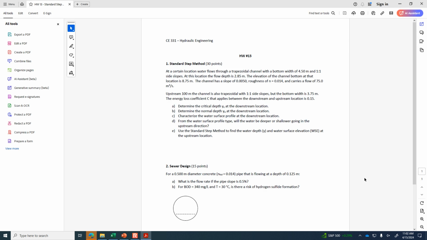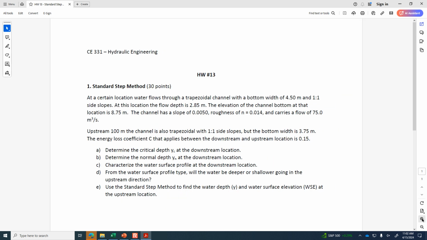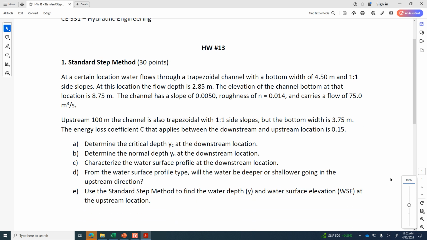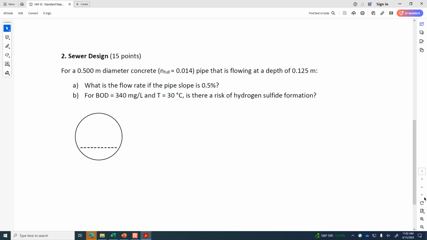One of them is a standard step method problem, and today in class we're going to work another supportive example that I hope will remind you of the technique and process for that. Friday's class also had a standard step example. So between Friday and today, you'll be pretty well acquainted with what you need to do for standard step method. The other problem on the homework assignment is related to sewer design.